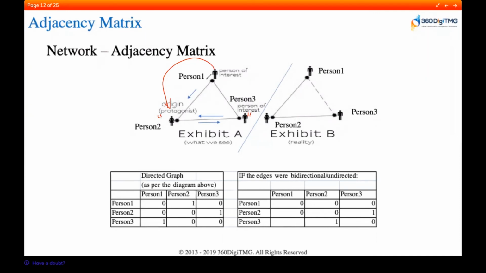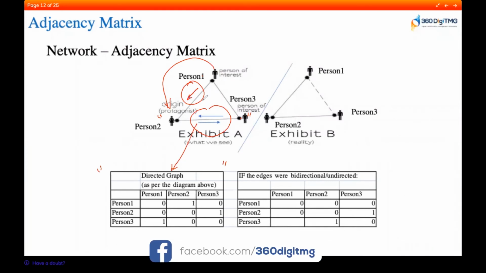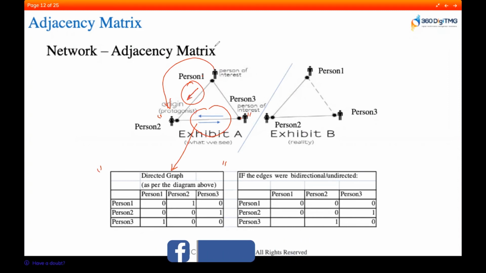So if you look at this network, this one is one-directional, and this one is multi-directional, or you could say bi-directional. And if you look at person 1 and person 3, there is no relationship at all, and we have converted that kind of relationship into a matrix here, right? When we have this kind of direction, we call it a directed graph. So this is one example.